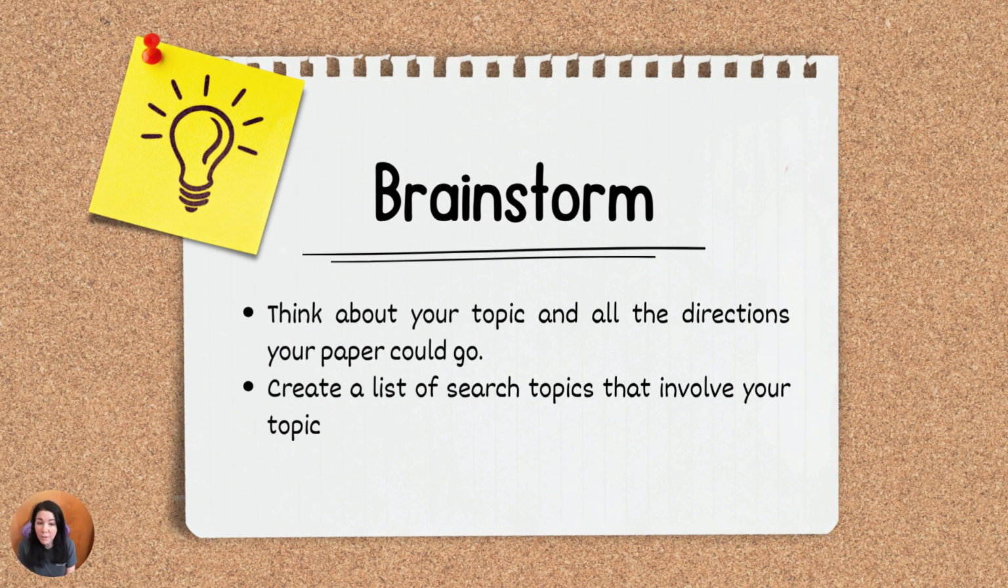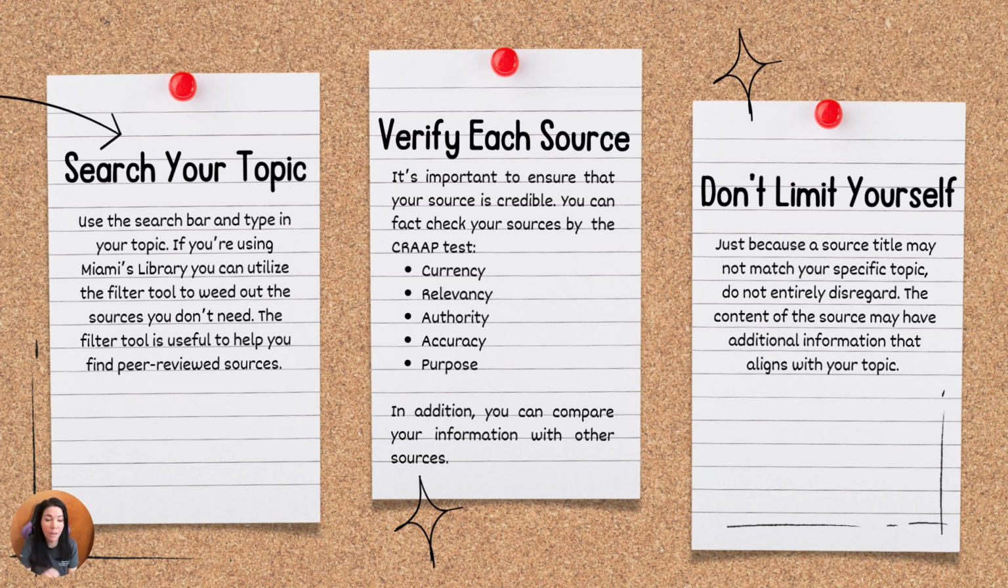Next, brainstorm. Think about your topic. Think about all the different ways and directions your paper could go and create a list of search topics that involve your subject or your topic. And next, obviously, search your topic. Use the search bar, and type in the topics that you have from the list that you brainstormed.